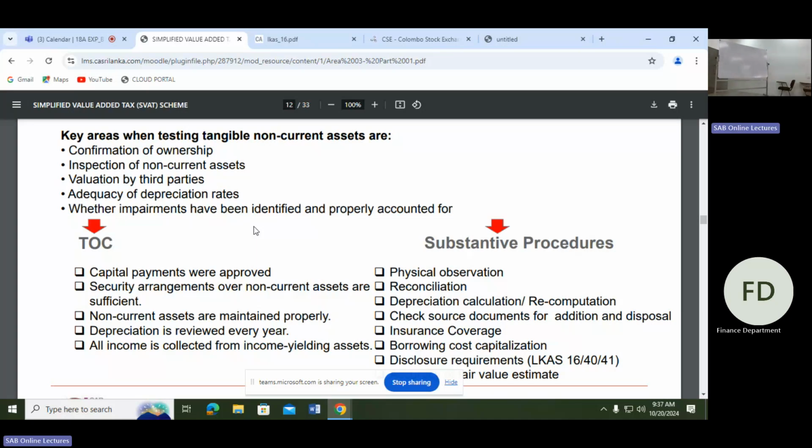So now we are discussing about what? Non-current tangible assets. This approach is the same for inventory, receivable, revenue, expenses, everything. You should know this algorithm. Within this scope, we are doing different procedures. But the approach is the same, right?